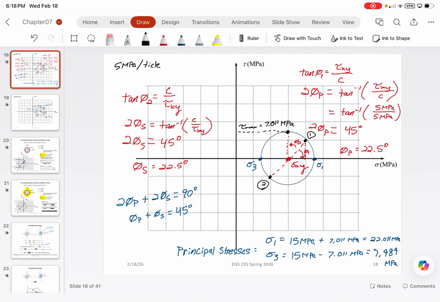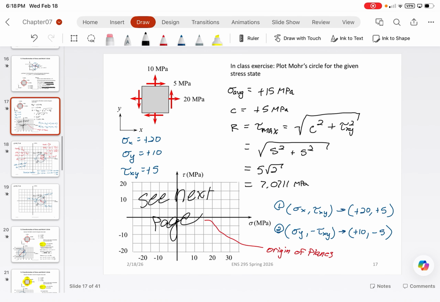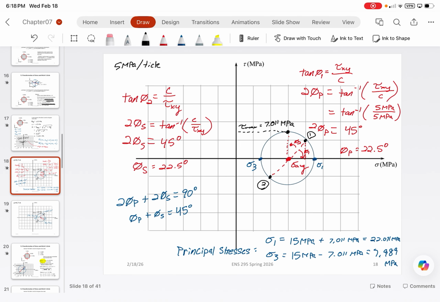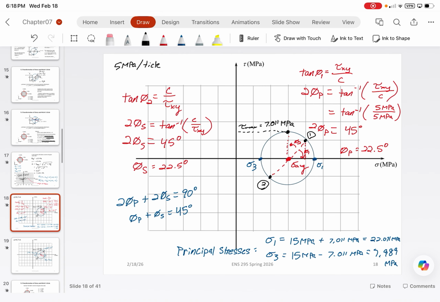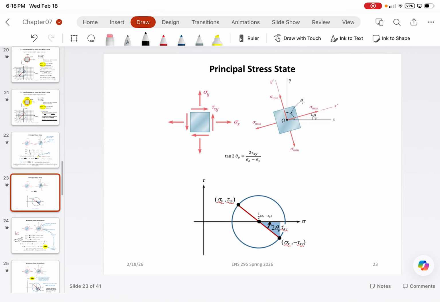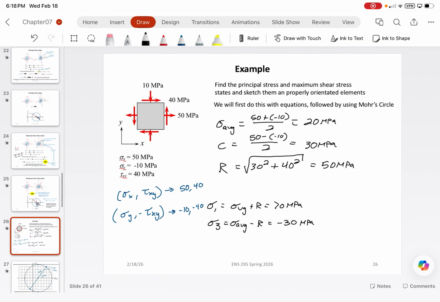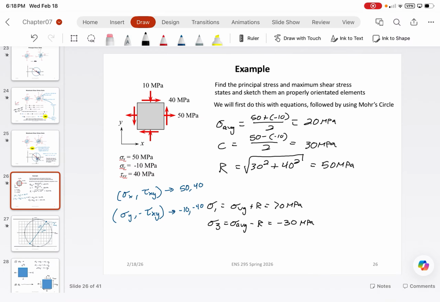Go back to the slide we've got one. This slide? No, sigma 1 and sigma 3, right? Yeah. This slide? Or no, the previous one? Oh, the derivation? This one? Yeah. That should say sigma average.